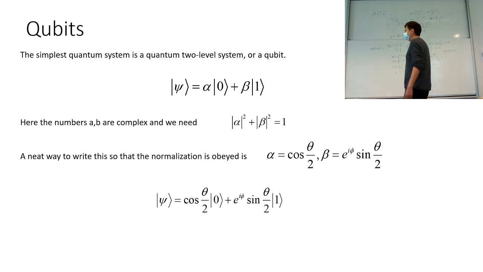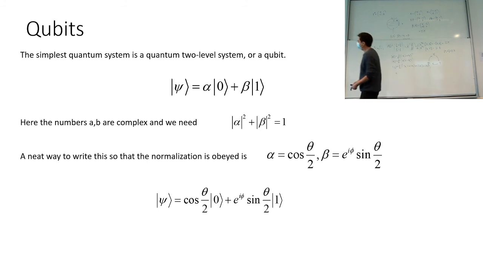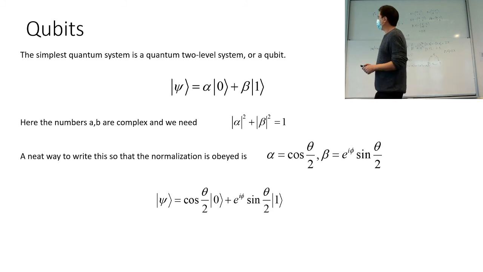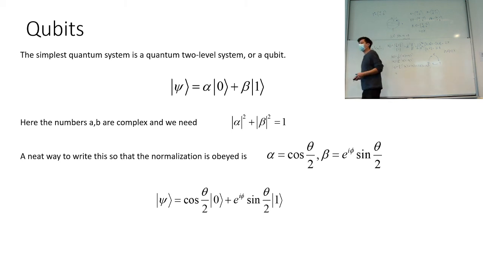All right. So maybe we'll finish up on this slide. The simplest kind of quantum system is a quantum two-level system, or what's called a qubit. Okay. So actually, this is what we were writing in the previous slides too.